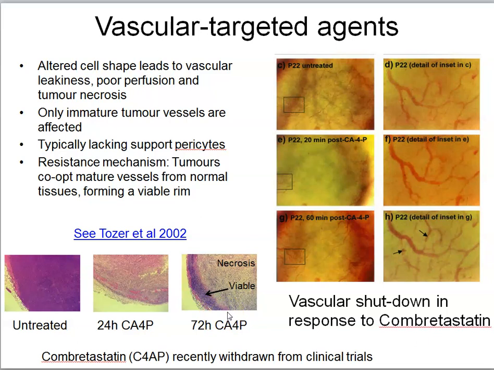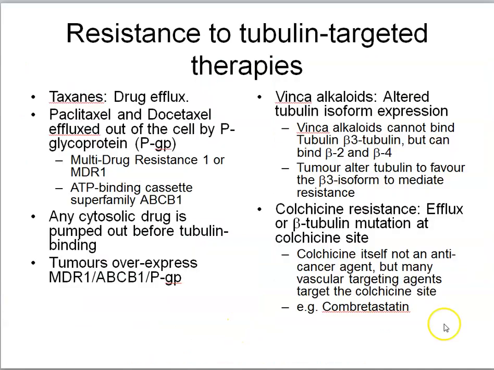So the mechanism of resistance here is not necessarily down to any mutation or change of expression of the target, it's just the fact that the tumour blood vessels that we are targeting, which are the immature vessels within the tumour, are very susceptible, but the normal vessels around the tumour, which are more established blood vessels, are not sensitive to CA4P, and they get recruited into the tumour, and then you end up with a tumour that no longer responds to CA4P.